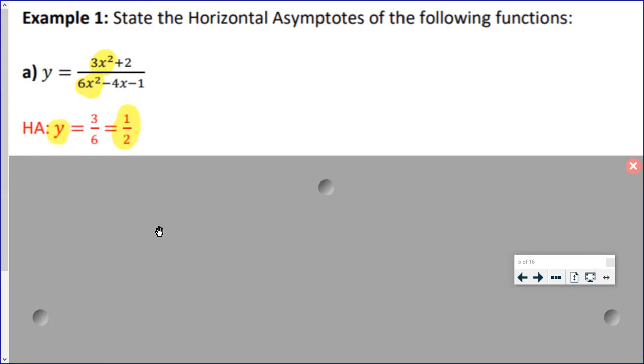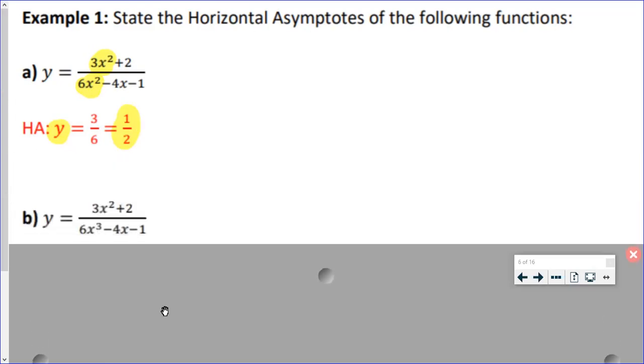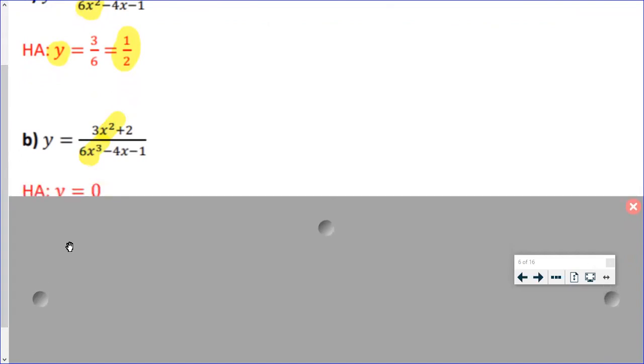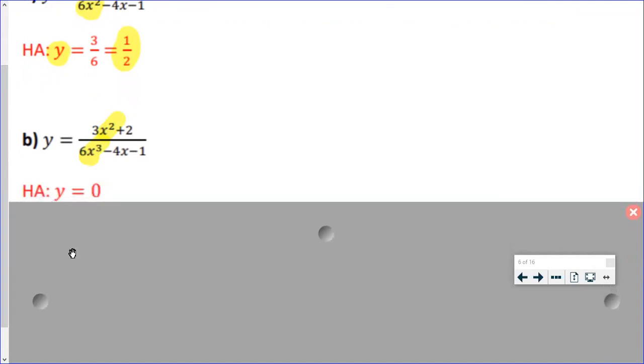Okay, but what happens if you have an equation where the leading terms are not the same? In this particular question, we have 3x squared in the numerator, but an x cubed in the denominator. So this is when you go back to your other rules. For this particular case, because the degree of the numerator is less than the degree of the denominator, our horizontal asymptote is automatically y is equal to 0, the x-axis.